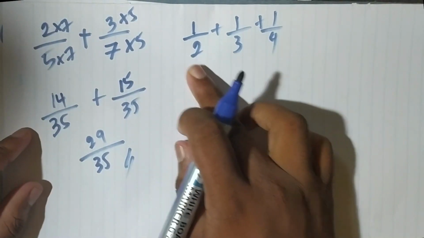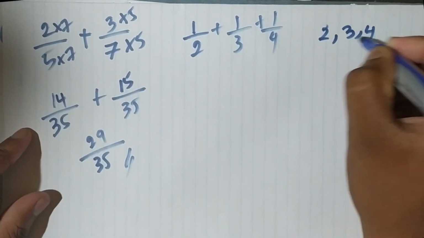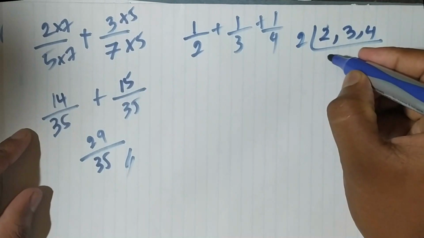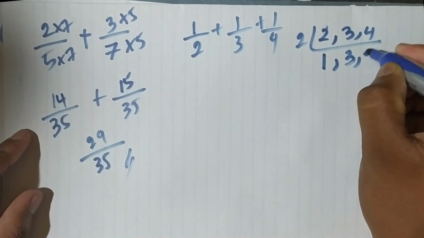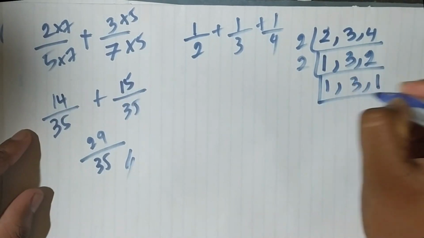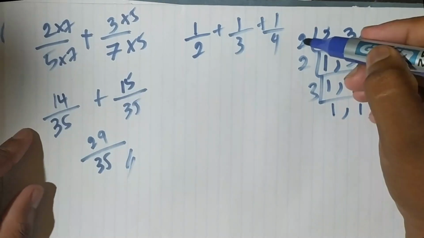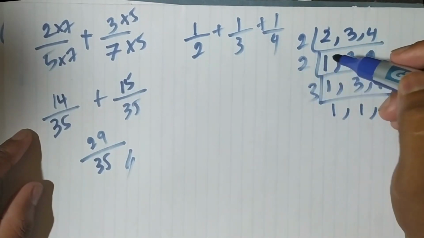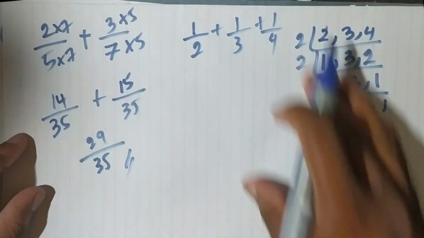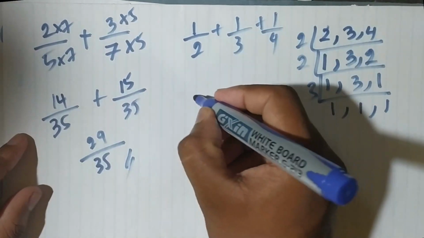So here the numbers are 2 and 3 and 4. So I am going to find the LCM of 2, 3, 4. When you divide by 2, you get 1, 3, 2. Again divide by 2, 1, 3, 1. You can't divide by 2, then you will go to 3, 1, 1, 1. So 2 into 2 is 4, 4 into 3 is 12. So the LCM, least common multiple, here is 12.